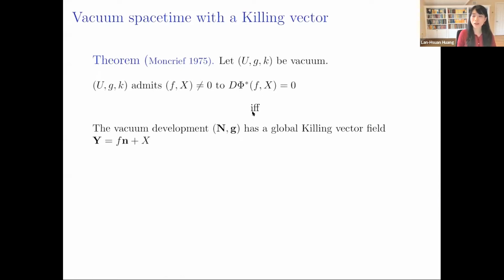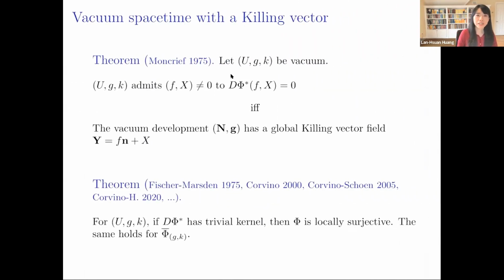this is if and only if the vacuum development has a global Killing vector field, which has exactly the lapse f and the tangential vector X. So that's a one-to-one correspondence. In other words, when the initial data set is vacuum, any kernel element here really corresponds to a unique Killing vector field of the space-time and vice versa.